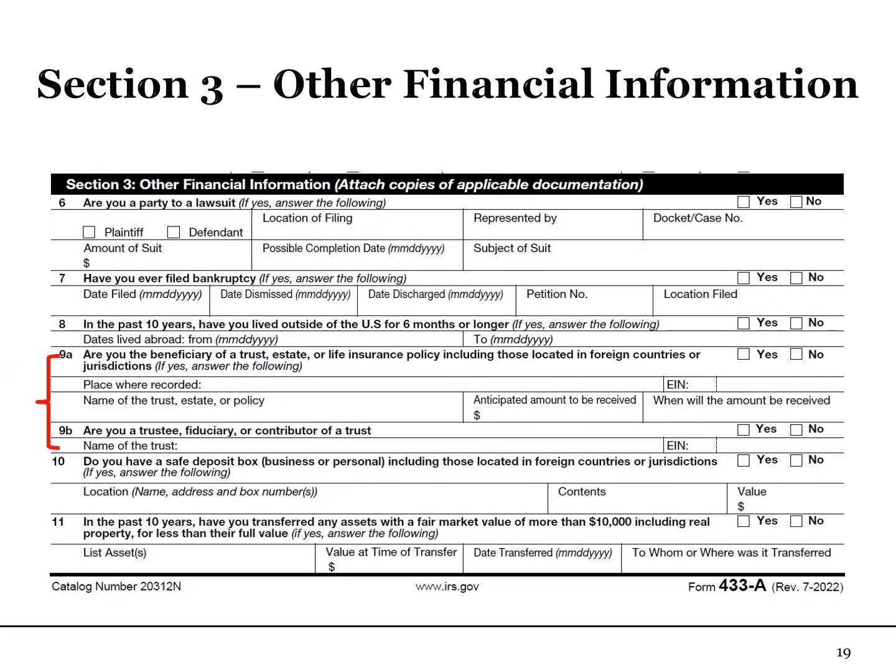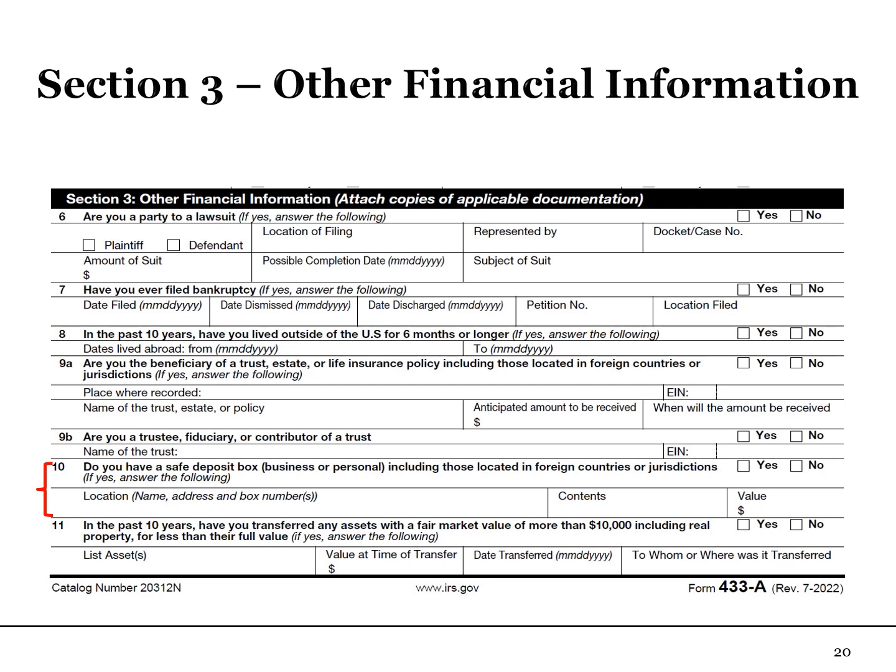The IRS wants to know if you are a beneficiary of any trust, estate, or life insurance because they will levy against it or request that you give them the proceeds. It may be better to obtain a loan against any equity.